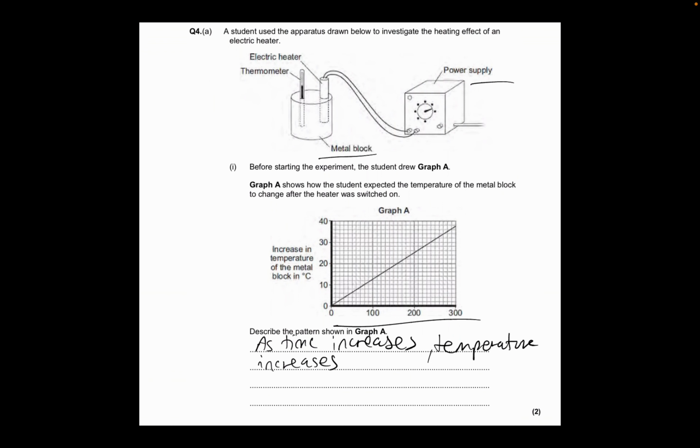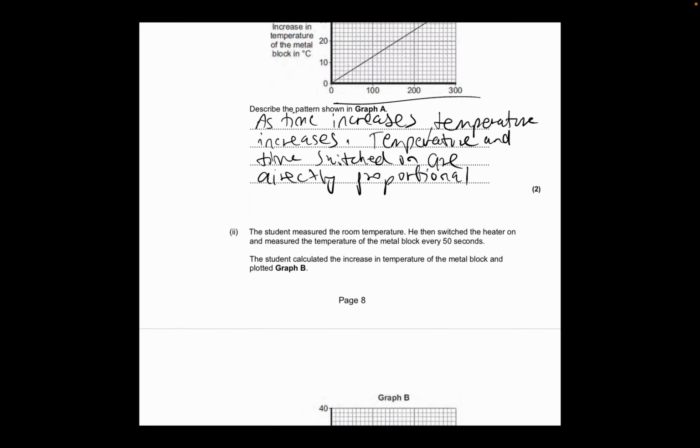Temperature increases. And then you can say that the temperature and time switched on are directly proportional to each other. They are directly proportional to each other. That's a key word to use here. So that's going to gain you some good 2 marks. Let's move on to the next question.